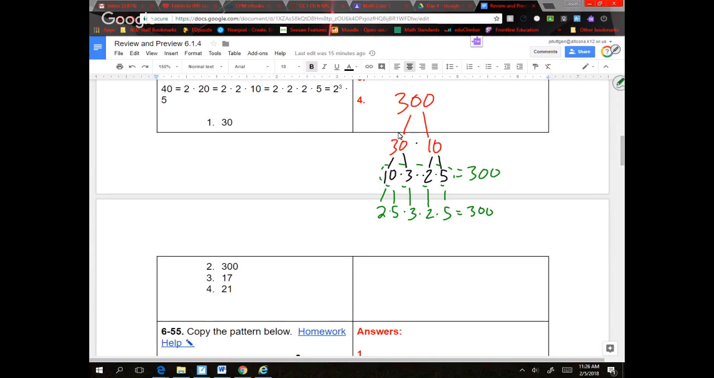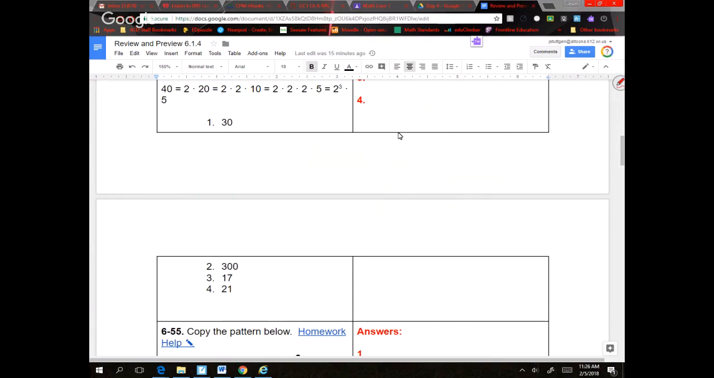So my prime factorization is 2 to the second power times 3 times 5 to the second power. Remember, this little exponent here tells me how many of that number we have. There are 2 5s, so that is why the exponent is 2. There are 2 2s. That's why the exponent is 2. The last one I want to go over is number 3, which is the number 17. 17, they're trying to trick you on this one, is prime. The only way to get 17 is 1 times 17. That's it. Okay, you can't break it up anymore.